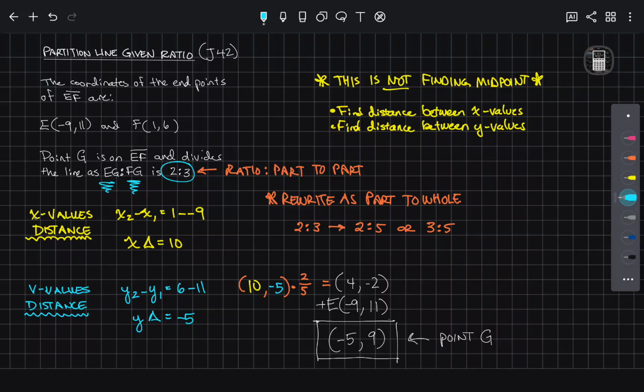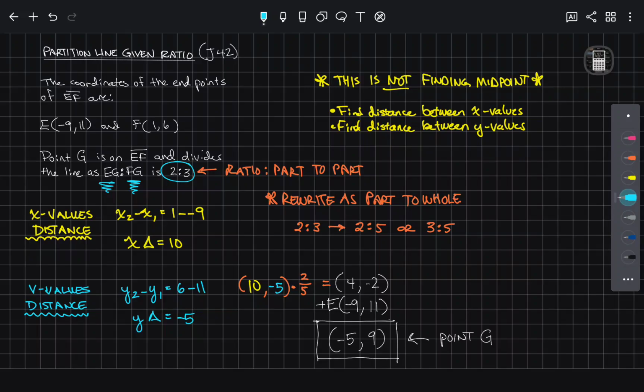The x values distance can be done by simply calculating, and I'm going to show you that here in a moment. It can also be done by counting the rise and the run. The run would be the difference in your x values: how far do I go left or right to get from one point to the other? And then the change in your y values would be how far up or down I have to go to get from one point to the other.